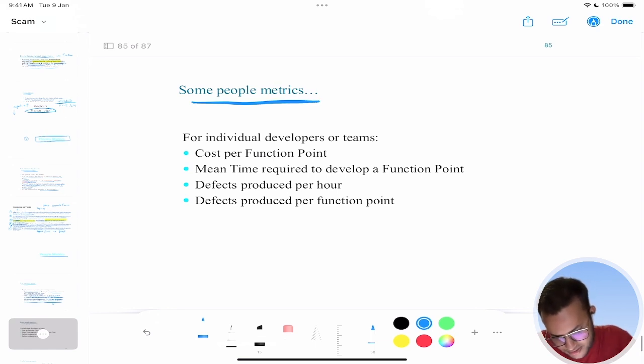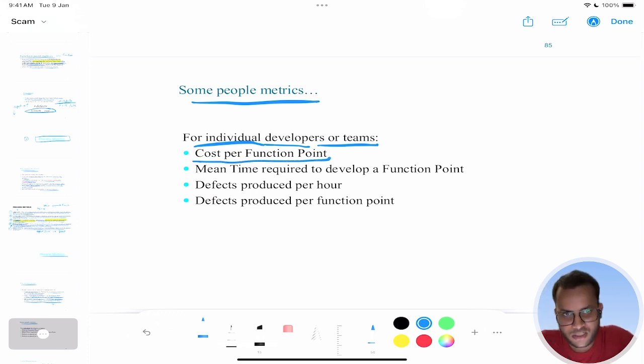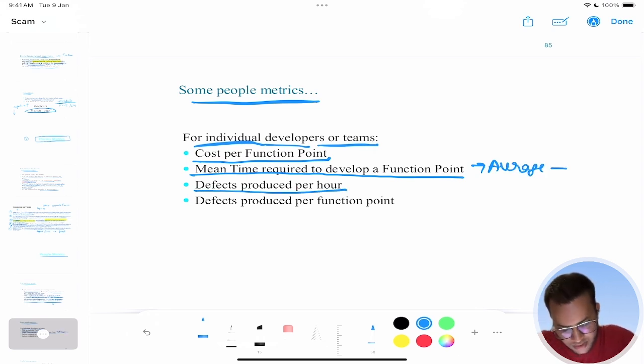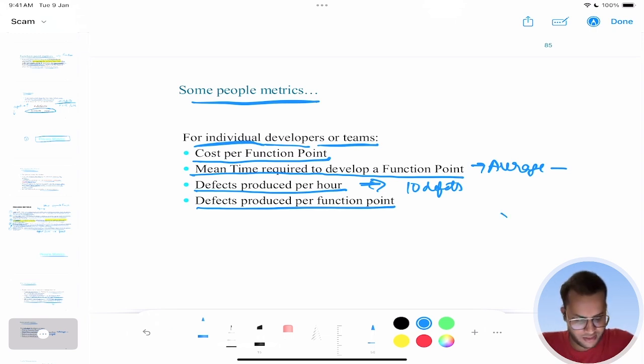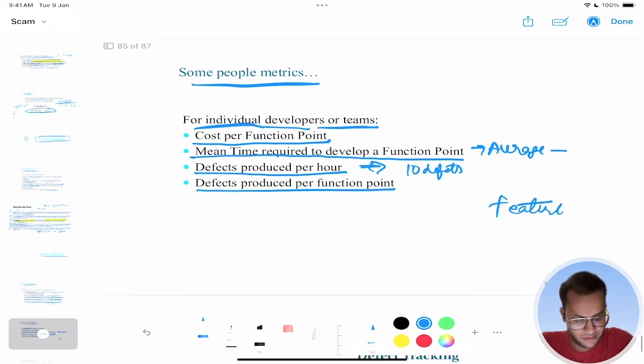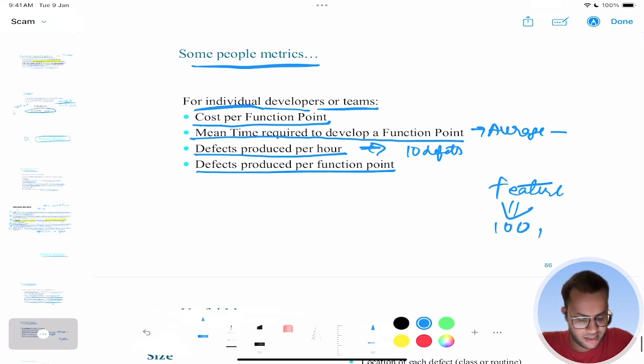These metrics can apply to developers, teams, or individuals. First is the cost per function point, the cost we have per function. Second, the mean time required to develop a function point. It means the average time required to develop a function. Third, the defects produced per hour, like 10 defects per hour, 20 defects per hour. Fourth, the defects produced per function point. Like for a given feature or function implemented, how many defects do we have in that? 100, 10, 0, like that.